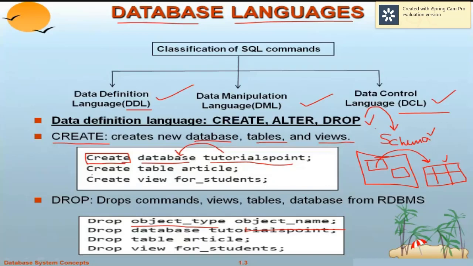And in the same way, these are three different sets of commands, three different examples that we have taken: create table followed by the table name, and create view for_students. For students, just observe here, I have not left any space over here. I just put an underscore. What does it mean? I'm trying to avoid spacing between these two words, for and students.